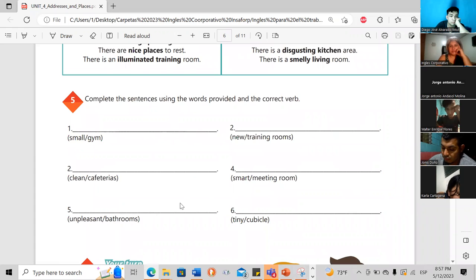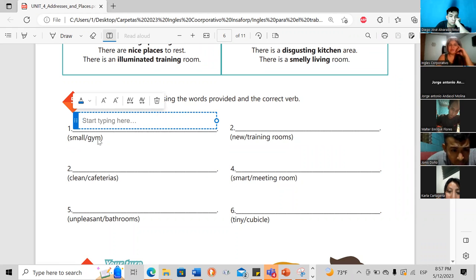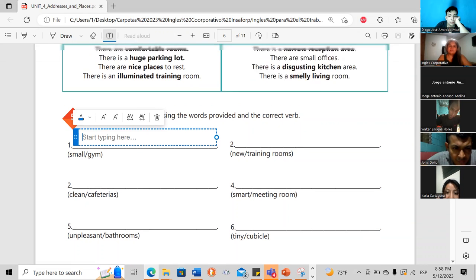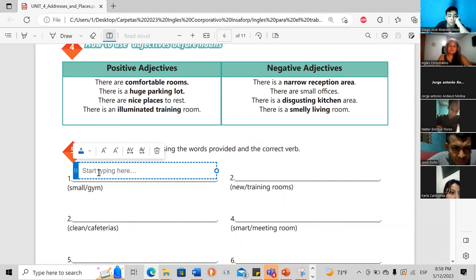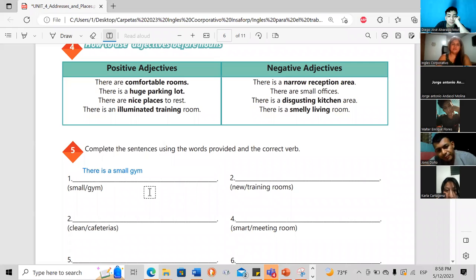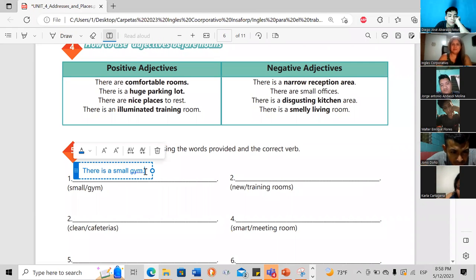Complete the sentences using the words, providing the correct pair. Okay, tenemos small and tenemos gym. ¿Cómo sería aquí la oración? Solo es singular, okay, porque no tiene S. Siguiendo la estructura de las de arriba. There are small gym. No, singular. There is a small gym. Es una oración normal, no es pregunta.